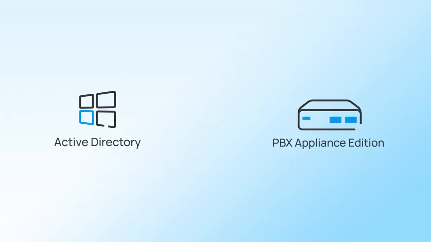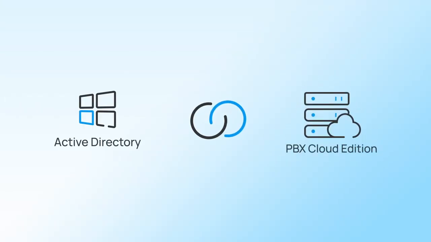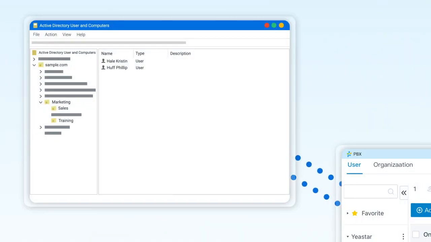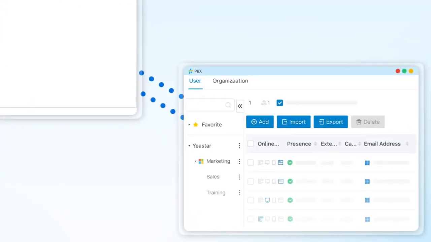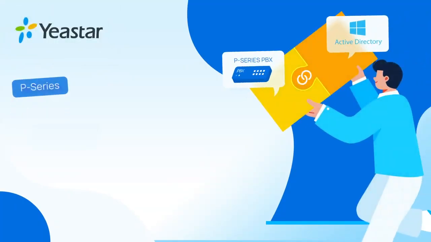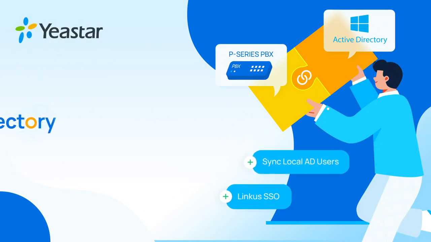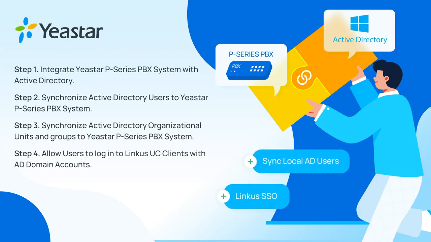Microsoft Active Directory can now be integrated with Yeastar P-Series PBX Appliance Edition, Software Edition, and Cloud Edition. With this integration, you can synchronize your local AD users, organizational units, and groups to the PBX, and allow the synced AD users to directly log into Linux UC clients by their AD domain accounts through the single sign-on feature. In this video, we will take the Yeastar P-Series PBX Appliance Edition as an example and show you how to realize this integration step by step.